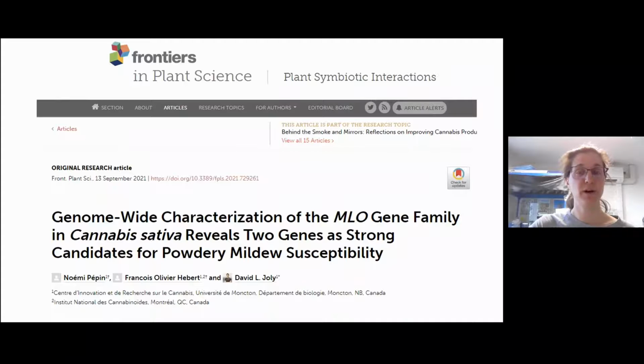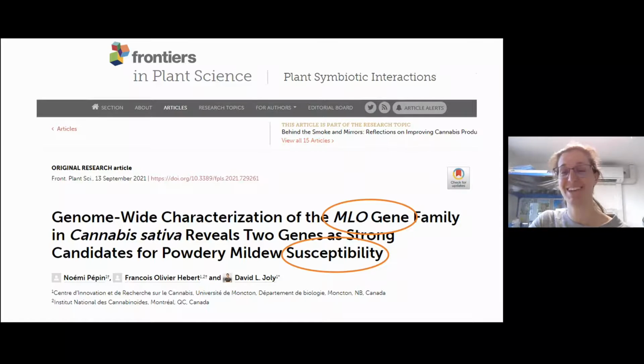I just want to mention one other paper that's talking about powdery mildew resistance in cannabis. This is a paper that came out in September of last year talking about what are called MLO genes, or mildew locus O genes. And instead of being resistance genes, these are actually susceptibility genes. So if you have a fully functional MLO gene, this means that you have a plant that's susceptible to powdery mildew.